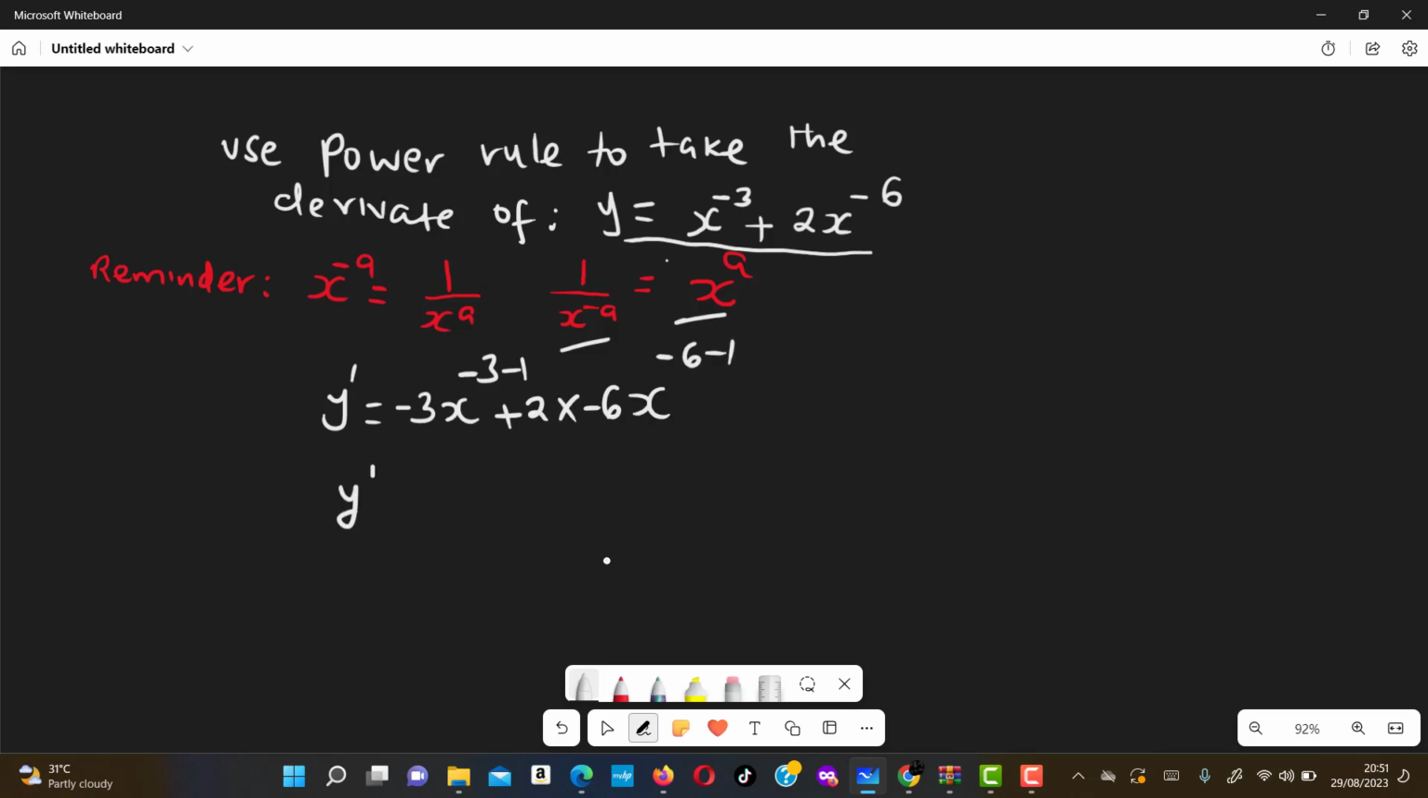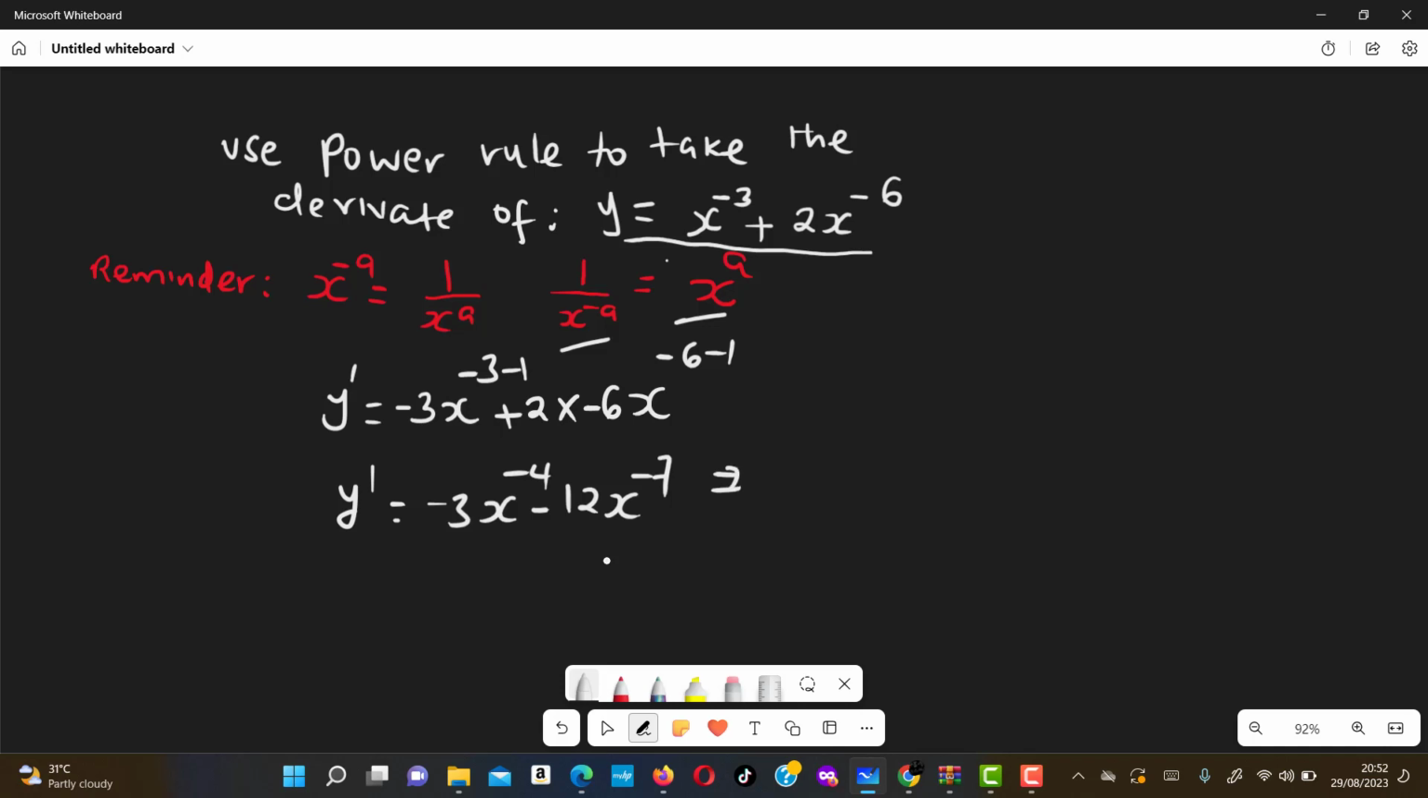So this gives us y prime, which is the derivative of the function y: negative 3 times x raised to the power of negative 4, plus 2 times negative 6, which is negative 12, multiplied by x raised to the power of negative 7. We have found the derivative, so we can stop here, or if we want to make the exponents positive, we can move those terms into the denominators.